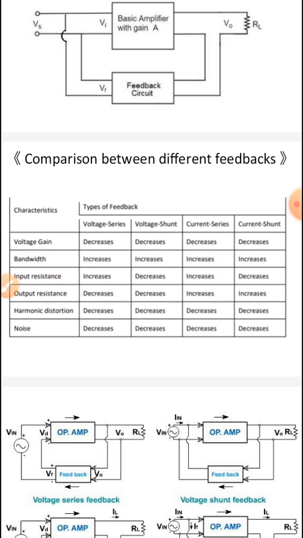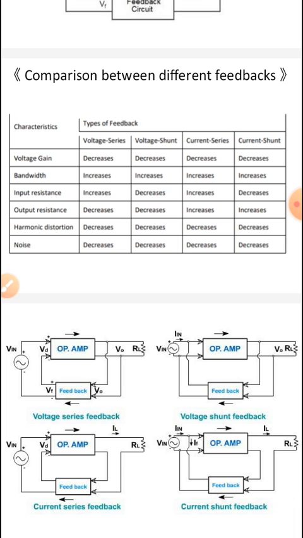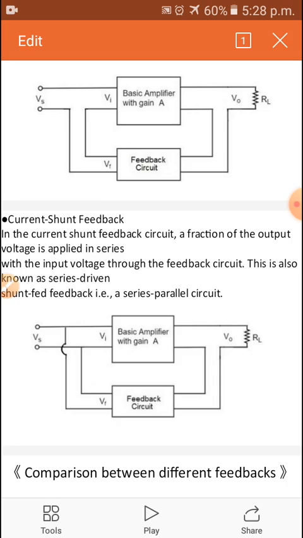Current shunt feedback is the vice versa of voltage series feedback: the input resistance in voltage series feedback increases, while in current shunt feedback the input resistance decreases. Similarly, the output resistance in voltage series decreases and the output resistance in current shunt increases. So we have discussed feedback amplifiers, and generally the difference between the series and shunt feedbacks.